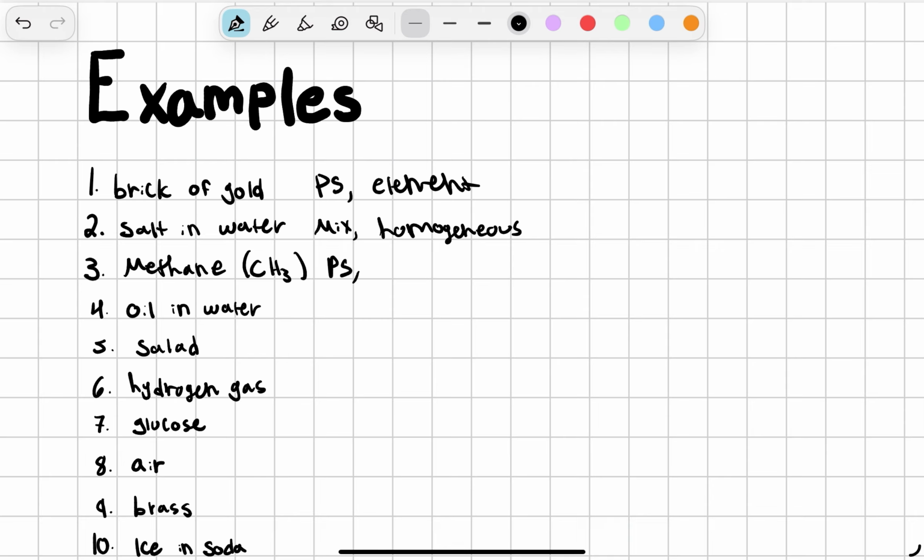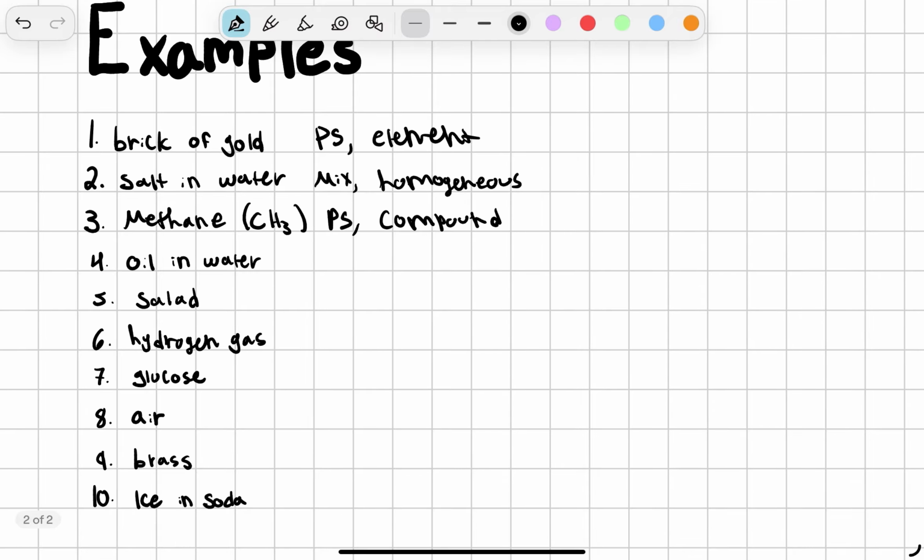Methane. This is a pure substance, a compound. You will always see methane in this ratio. Oil in water. Oil and water is a mixture. When you mix oil and water, you get this very clear division line due to their densities. This means it's a heterogeneous mixture.